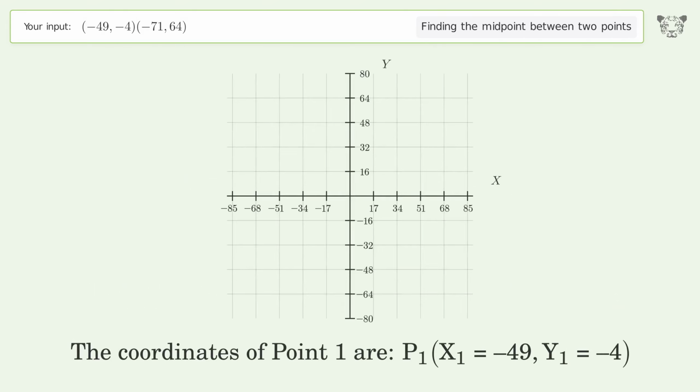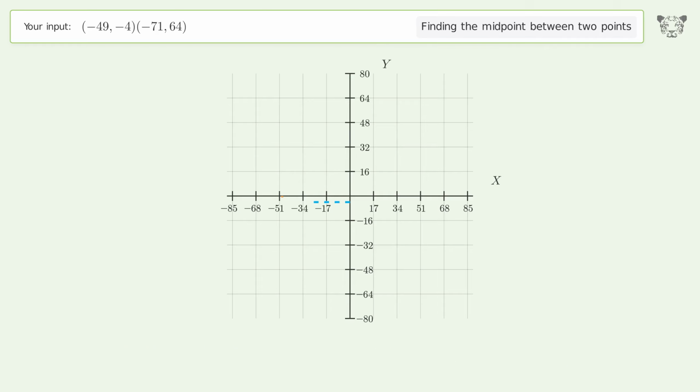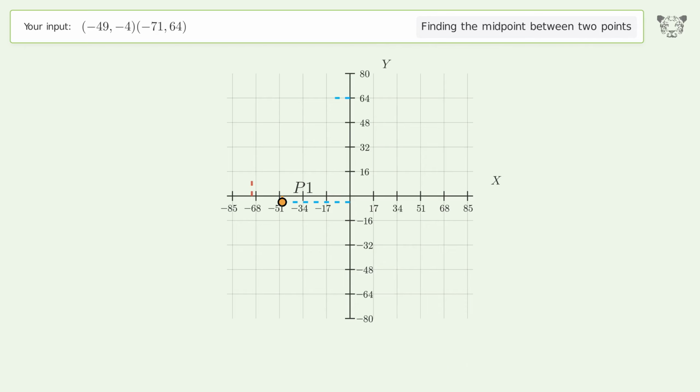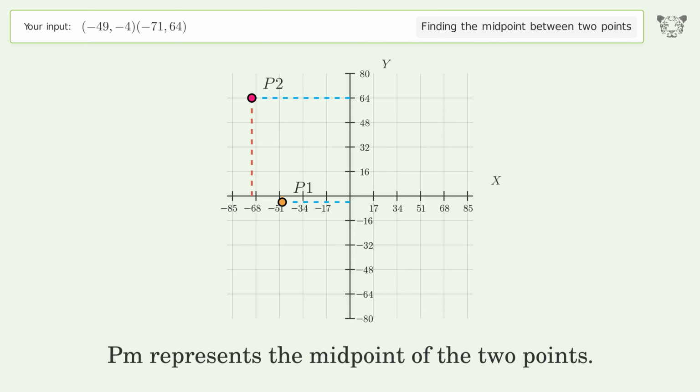The coordinates of point 1 are, x1 equals negative 49, y1 equals negative 4. The coordinates of point 2 are, x2 equals negative 71, y2 equals 64. PM represents the midpoint of the 2 points.